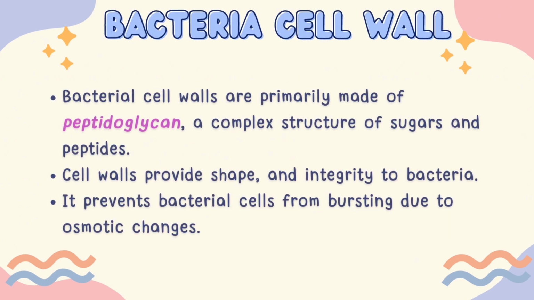Bacterial cell wall. In the structure of bacteria, we have the bacterial cell wall, then the bacterial cell membrane, and then the cytoplasm. Inside that is the nucleoid. In the classification, the most important is the bacterial cell wall. The bacterial cell wall is primarily made up of peptidoglycan, which is a complex structure of sugars and peptides. The cell wall provides shape and integrity to bacteria. It prevents the bacterial cells from bursting due to osmotic changes.